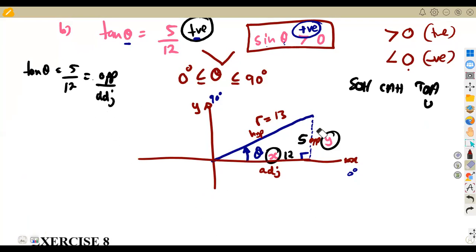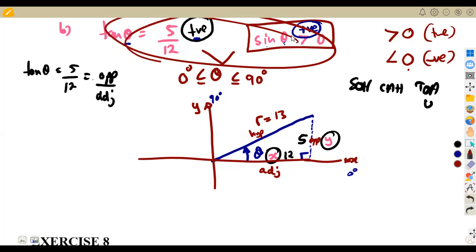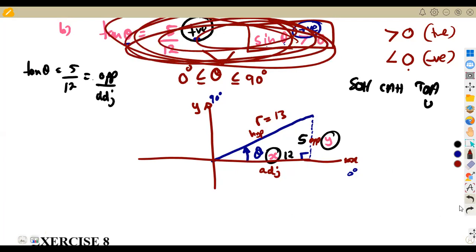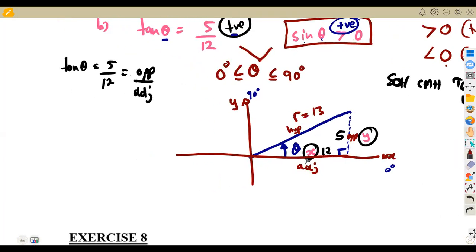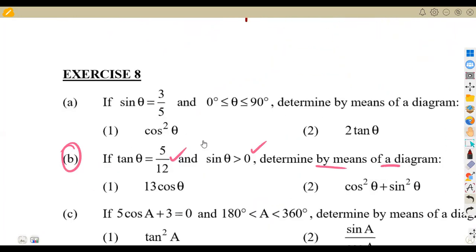It helped us to fill in this diagram, and also the one for sine theta at this part helped us to know the quadrant to use, which part of the diagram to use. Is it going to be presented in this quadrant, or is it going to be presented here? That is the purpose of this statement that we're given there. All right, so anyways, let us check what we are being asked on this question.